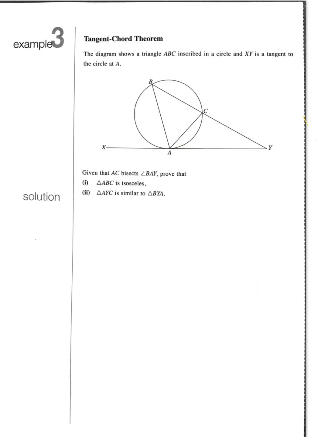Okay, the diagram shows a triangle ABC inscribed in a circle. Inscribed means that the three vertices touch the circumference of the circle, and XY is a tangent to the circle at A. Once you see the word tangent, be alerted. So AC bisects angle BAY. So you have this and you have this.